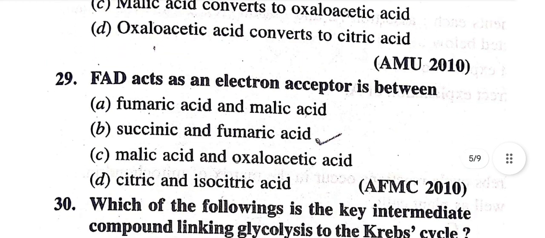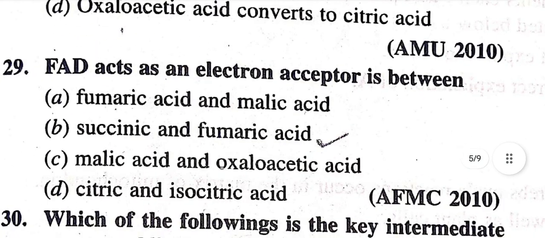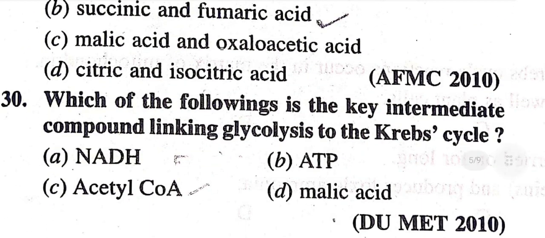Then the next question is, FAD acts as an electron acceptor in between, so where does it occur, where is FADH2 formed? That step is succinic acid to fumaric acid, where FAD acts as an electron acceptor and forms FADH2. Then the next question is which one of the following is the key intermediate compound linking glycolysis to Krebs cycle? Yes, the answer is acetyl coenzyme A.